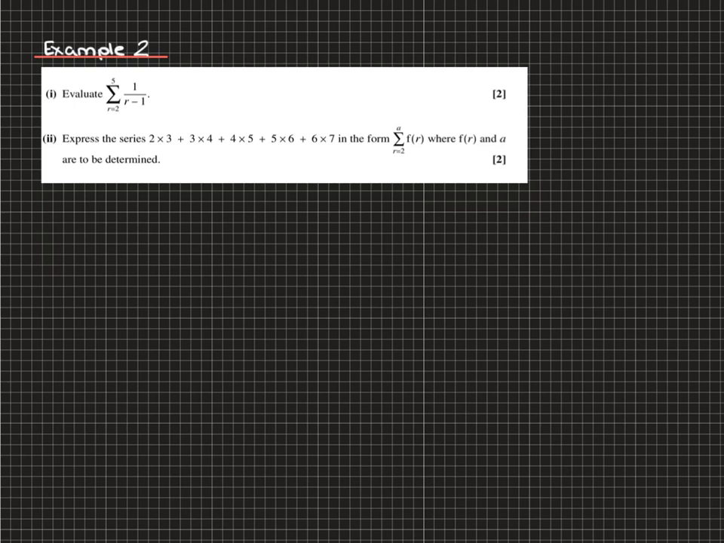So the first part of the question wants us to evaluate a summation, and we're given the formula in this format here. Now, this part of the summation tells us the nth term of the formula, or in this case, the rth term. So A_r equals 1 over r minus 1. Now, we have to start with the second term and go up to the fifth term. So what we're adding together is A2 plus A3 plus A4 plus A5.